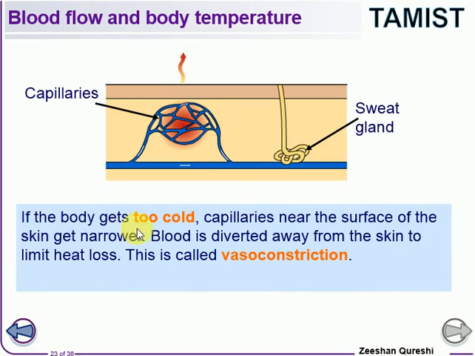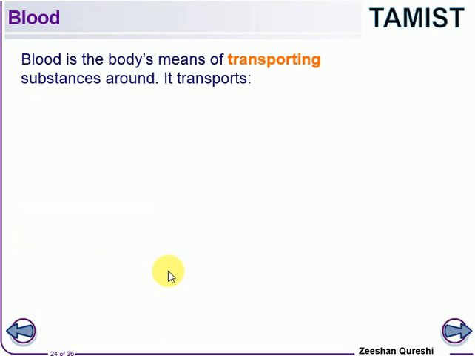If the body gets too cold, capillaries near the surface of the skin get narrower. Blood is diverted away from the skin to limit the heat loss. This is called vasoconstriction, and sweating stops.